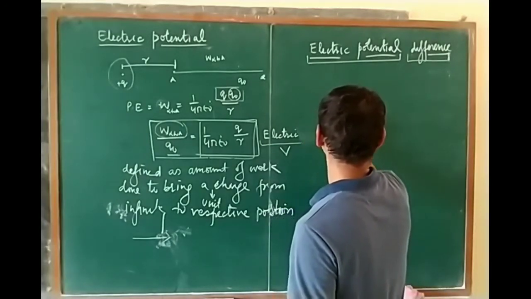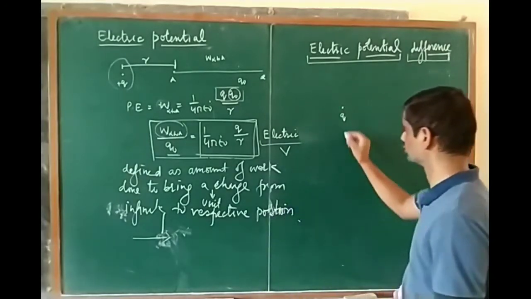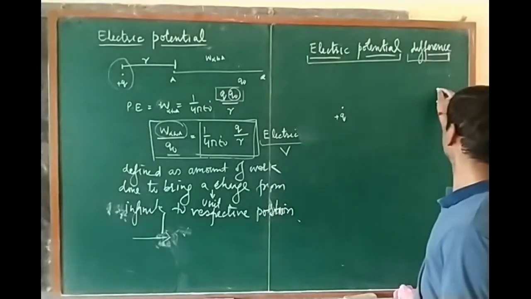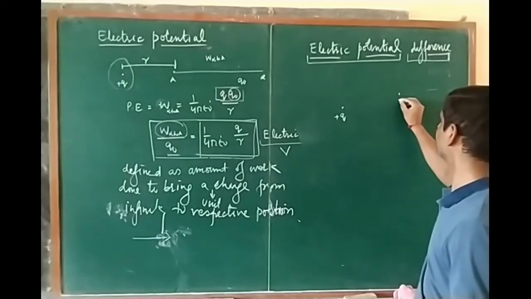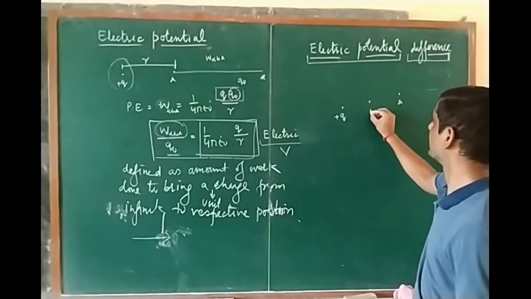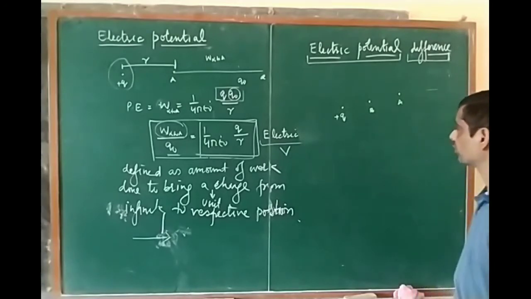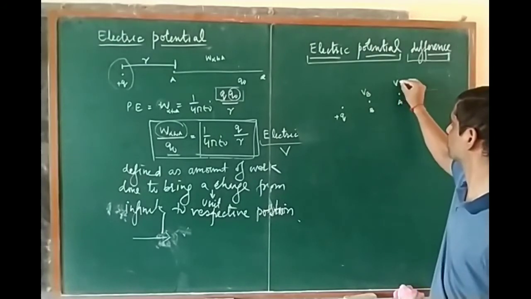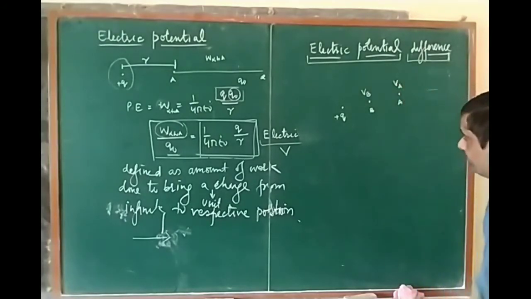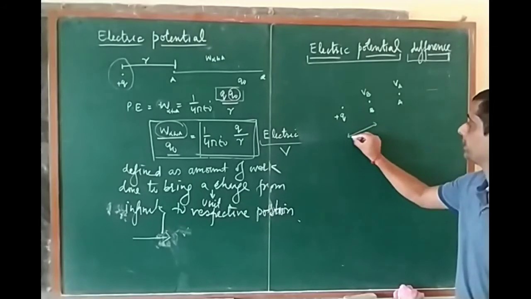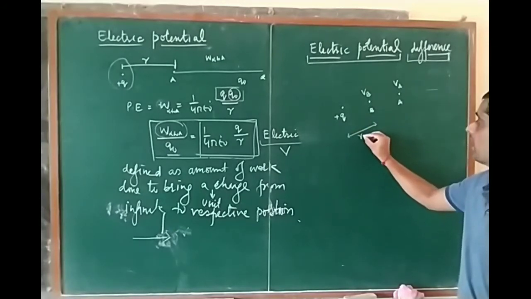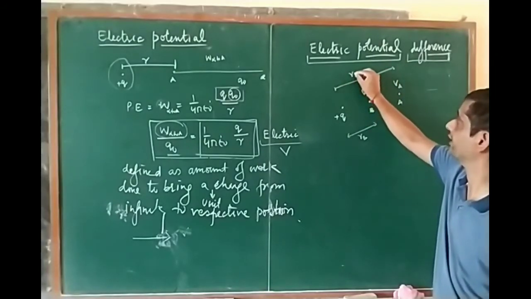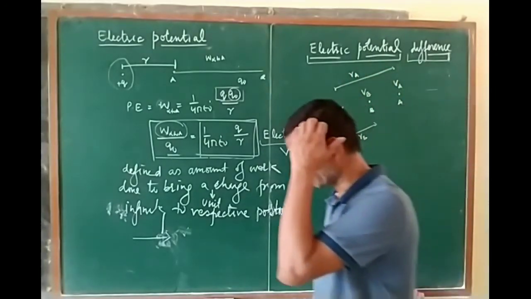Let us see here, suppose this is a charge Q whose position is fixed, positively charged, and I want to find the electric potential at point A and electric potential at point B. Now here, the potential at point B I take as VB, the potential at point A I take as VA, and the distance of B is RB and the distance of location A I take as RA.